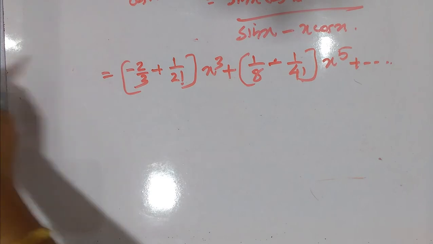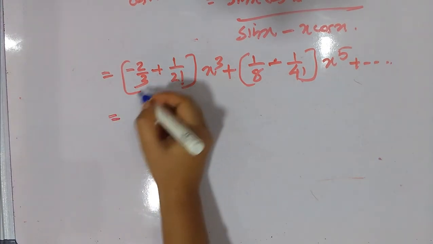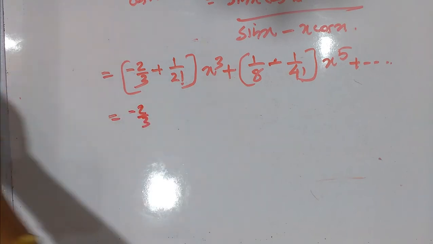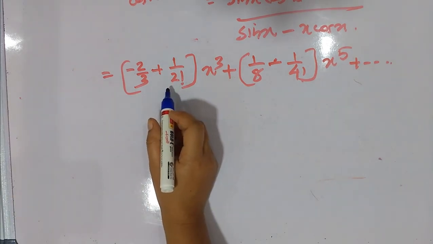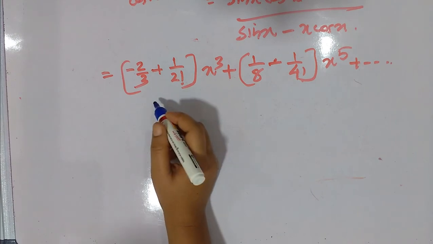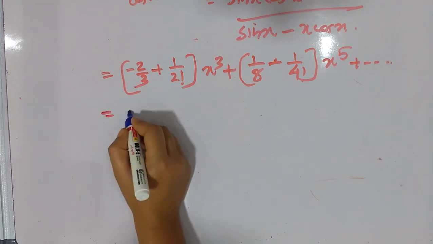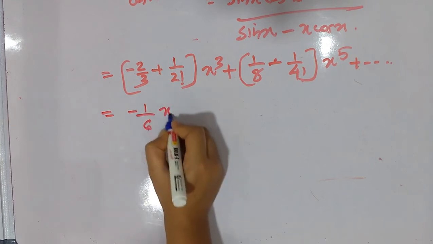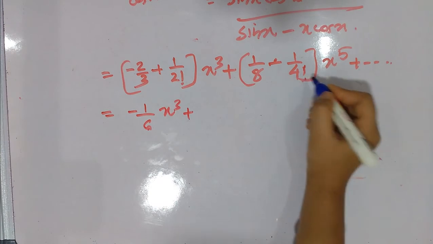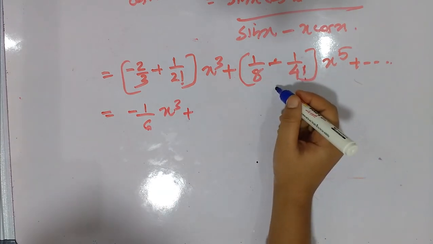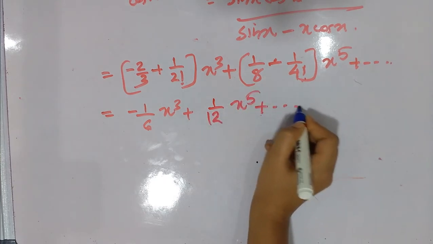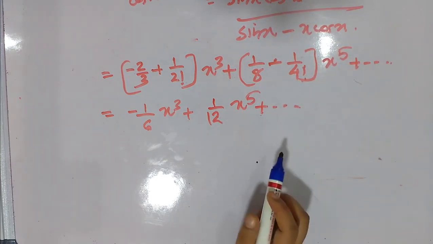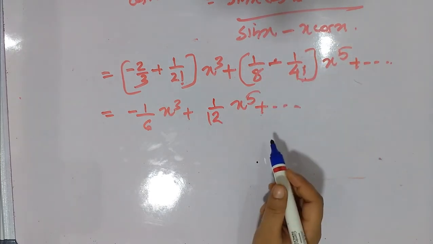So the numerator is minus 2 by 3 plus 1 by 2, adding the terms, minus 4 plus 3 divided by 6, which is minus 1 by 6 x cube plus, cross multiplying, 1 by 12 x raised to 5 plus etc. So we have the numerator, and the denominator is sin x minus x cos x.